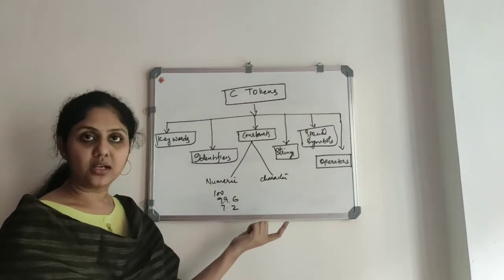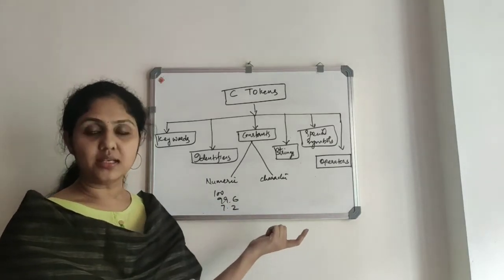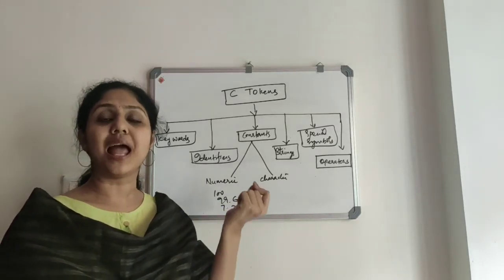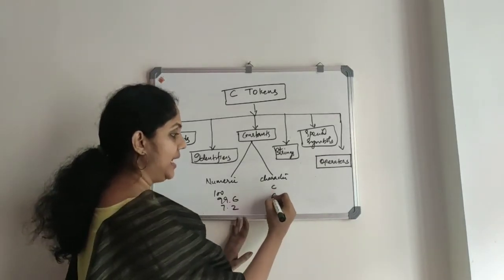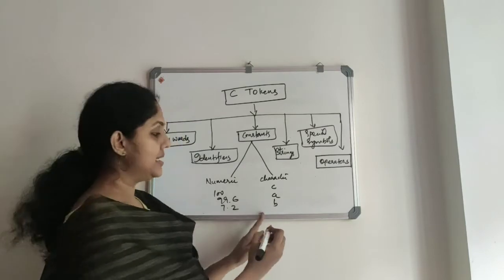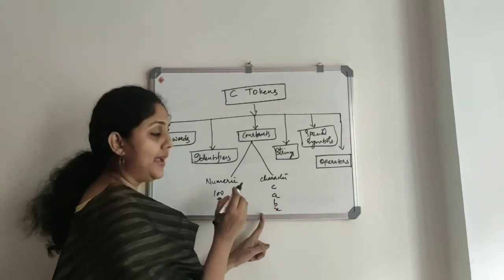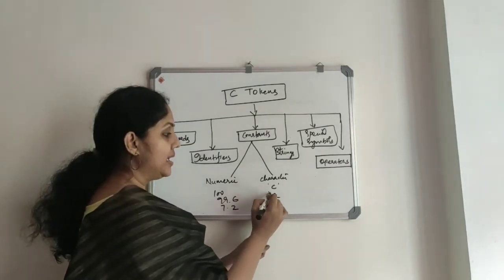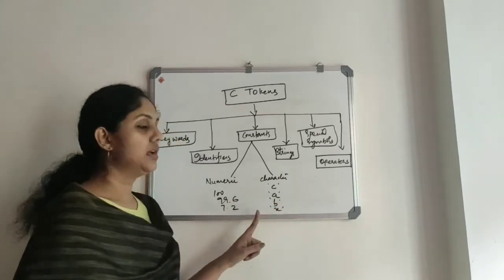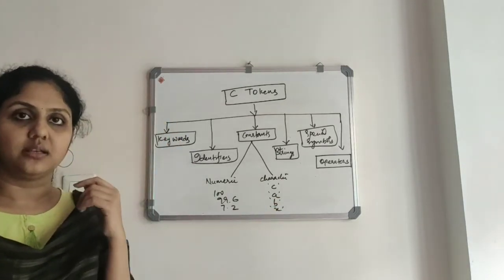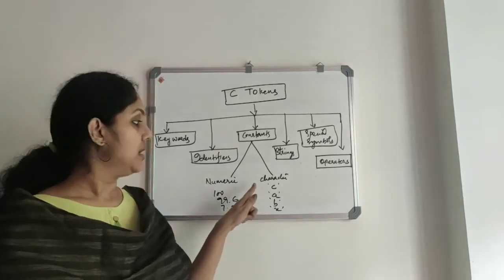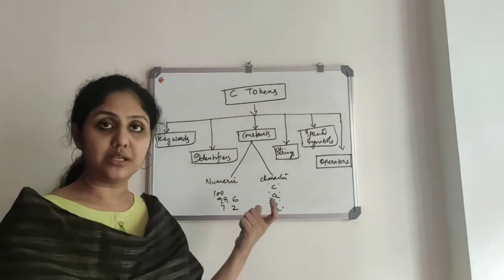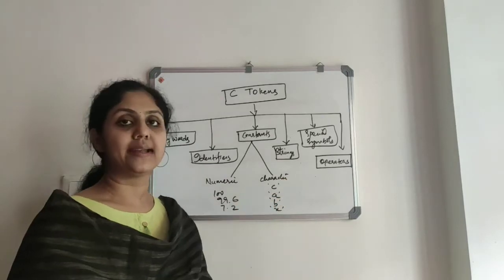And what is a character constant? Every individual alphabet we call a character. So C, A, B, all these are characters. If I enclose these inside single quotes, we call it a character constant. Each character, each alphabet enclosed in single quotes, we call a character constant.